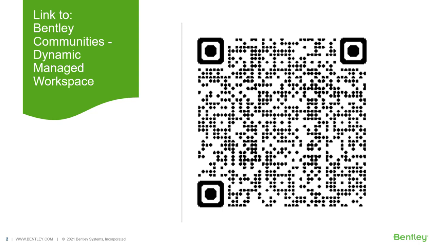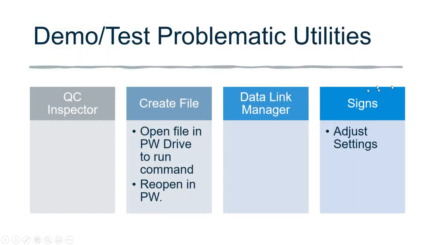So as we discussed, there were a few problematic utilities within the FDOT workspace, specifically QC Inspector, Create File, and Link Data Manager, that relied on a Windows path to be able to determine context and create the files. So we'll look at these three things this week, as well as look at the sign tools.